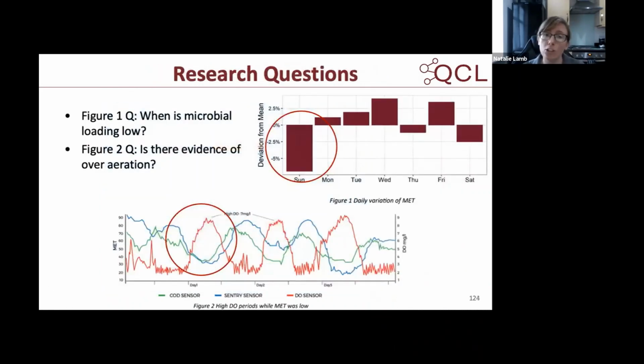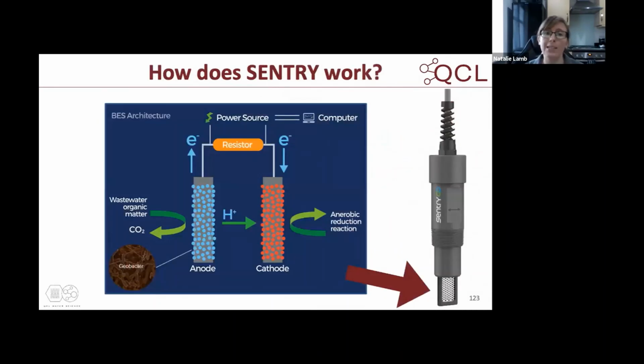And better yet, it's not an optical technology, so there's no calibration, no cleaning, and no maintenance required. It works by capturing the electrons produced when microorganisms respire, similar in concept to a microbial fuel cell. This is known as the microbial electron transfer rate.